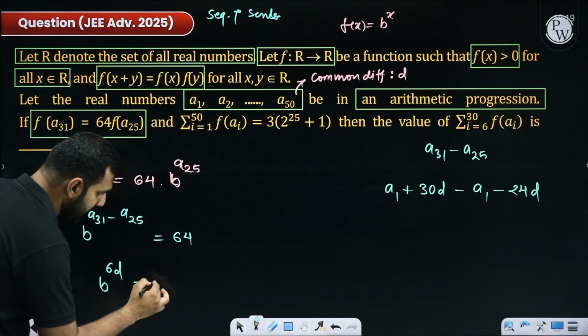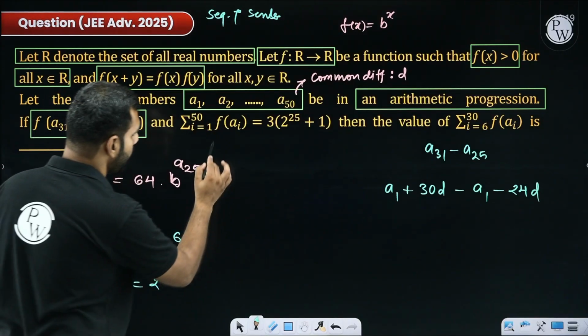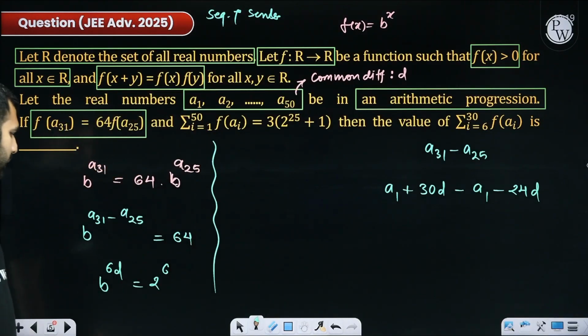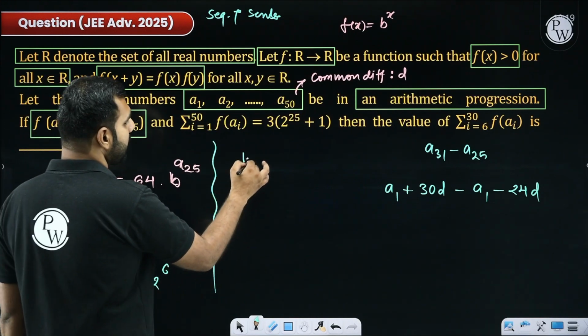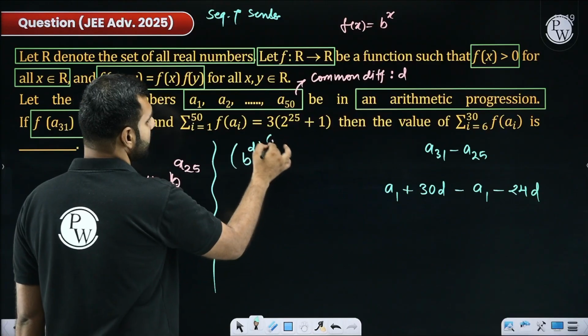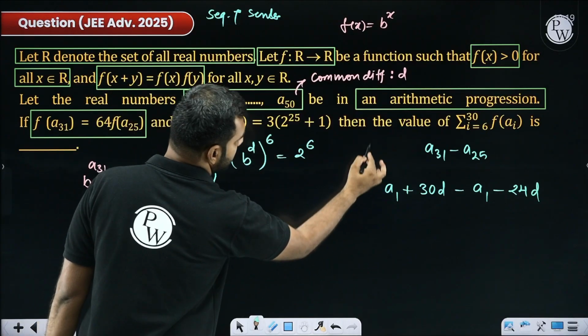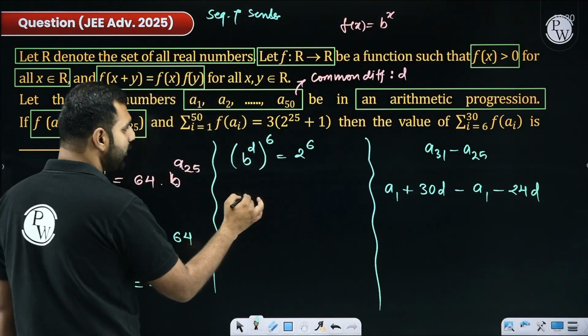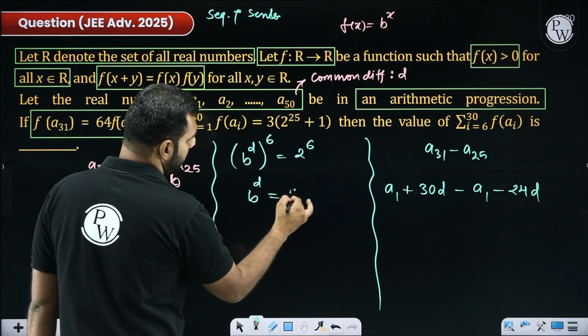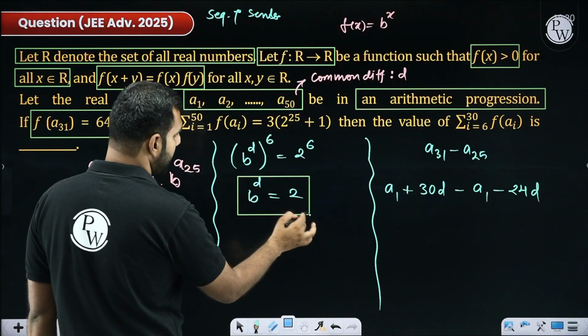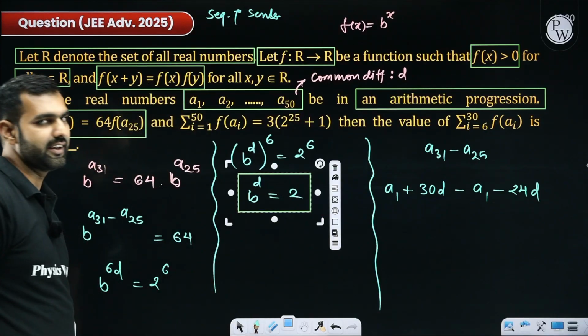I hope you know that 64 is 2 to the power 6, yes or no? 64 we all know is 2 to the power 6. So this b to the power d whole raised to the power 6 can be compared with 2 to the power 6. And with that, I can directly conclude that b to the power d will be 2. That's a very valid and insightful conclusion which we have arrived at.